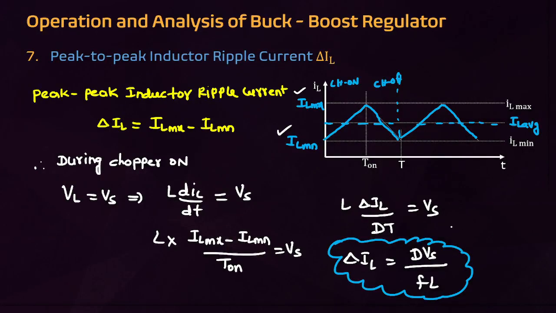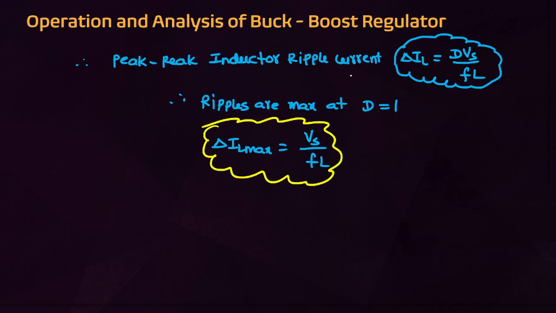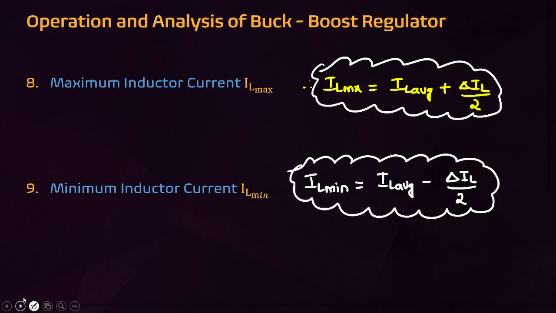Next, what is the peak to peak inductor ripple current? This is similar to boost regulator only: dVs by FL. Ripples are maximum at d equal to 1, similar to the boost regulator. What is the maximum inductor ripple current? Maximum inductor ripple current equal to Vs by FL, similar to boost regulator. Most of the formulas are similar to boost regulator.